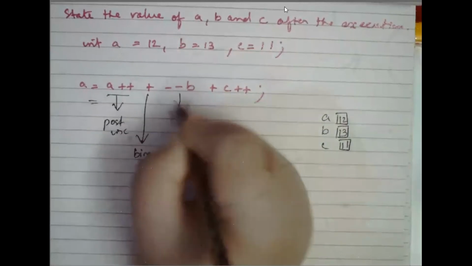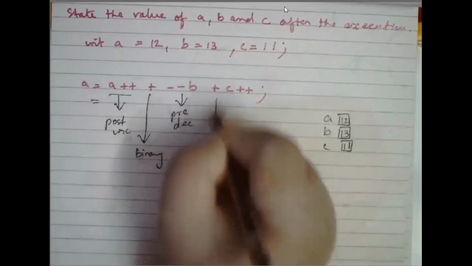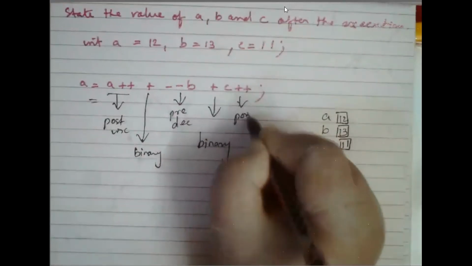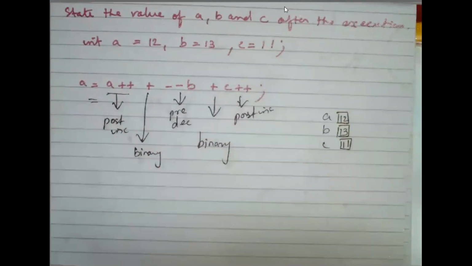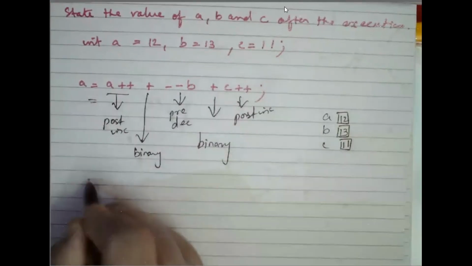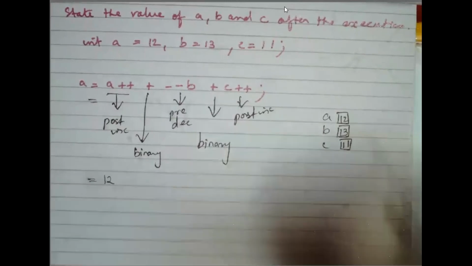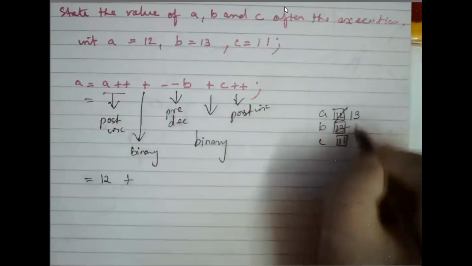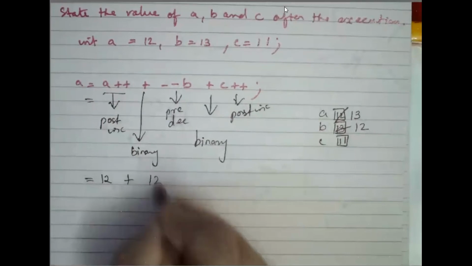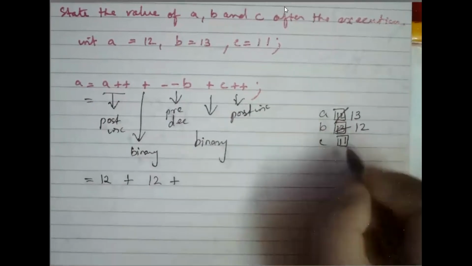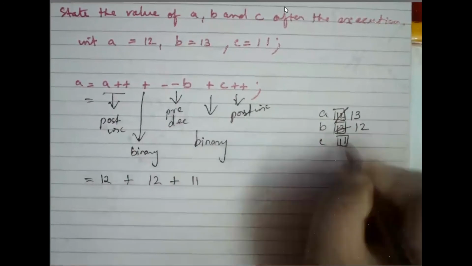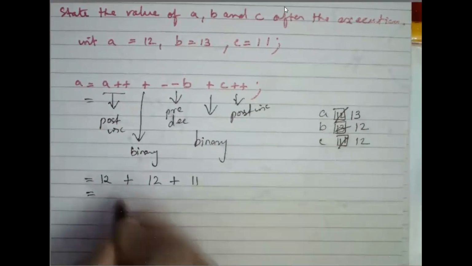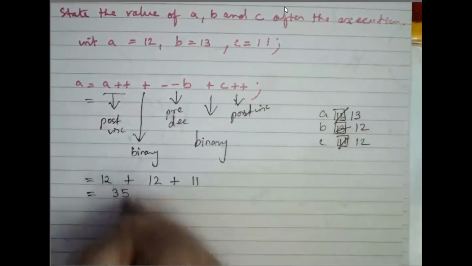Again this is my pre-decrement. Again this is my binary plus, and then I have again a case of post increment. So A++, post increment means it will be first used, so it will be 12. Then it will change to 13. Then plus pre-decrement, so first it changes, it will reduce to 12 and then it will be used as 12. Plus, again it's a case of post increment, so it will be first used and later on it will increase to 12. So the answer I'll get is 35.